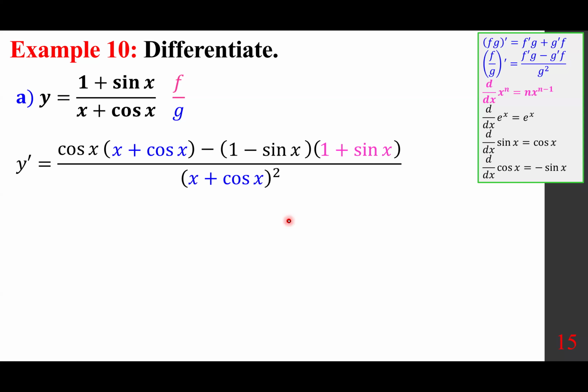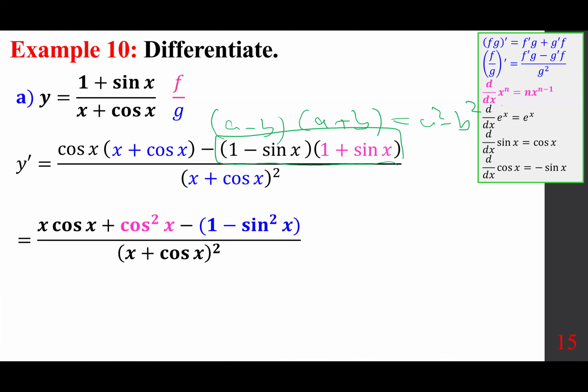Now all we have to do is simplify the numerator. This is x cosine x. This is plus cosine squared. And this 2 ... a minus b, a plus b equals a squared minus b squared, or 1 minus sine squared. And so this is fine, this is fine, this is fine.